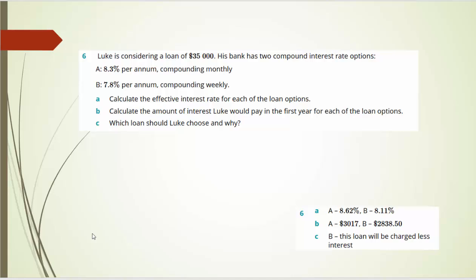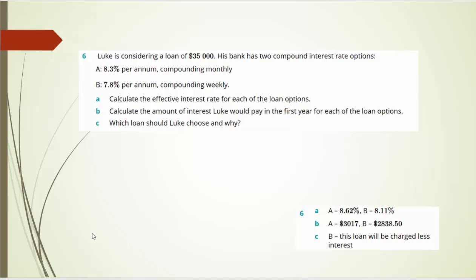But when you get to question 6, just look at this one here. We've got Luke considering a loan of $35,000, and his bank for some reason has 2 compound interest rate options. You can either have 8.3% compounded monthly, or you can have 7.8% compounded weekly. Now, why they would offer you 2 different rates and try and blind you with science is beyond me. They probably don't. But the way to compare them is quite simple.